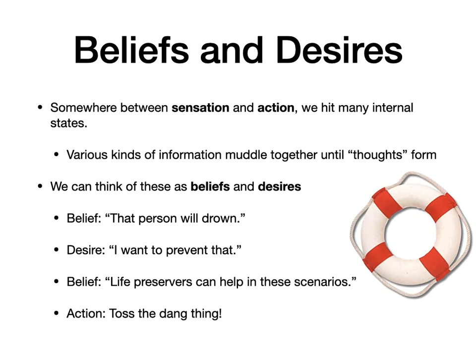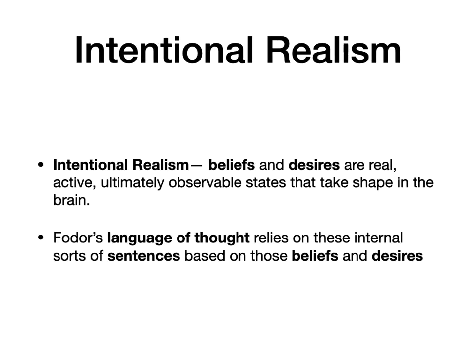So this whole idea floats around in the concept of intentional realism. This is the idea that your beliefs and your desires are real. They are like active internal states. They're not wishy-washy. They are very much the basic unit of how you interact with the world. And they ought to be observable, right? They take some kind of shape in the neural activation patterns in your brain. So Fodor's language of thought relies on that, the idea of these sort of internal sentences and the rules of how language works, to make these beliefs and desires functional, movable, useful tokens for thought. So let's talk about this scenario.